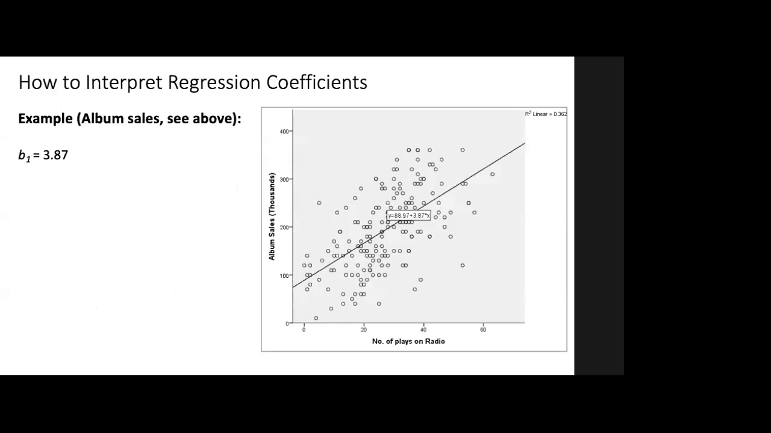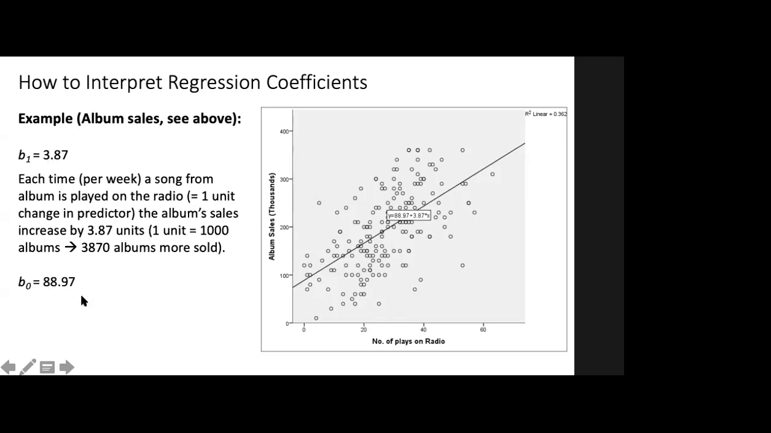So let's go back to this fantastic example from the beginning. Let's talk about how to interpret the regression coefficients for this model. Let's assume that somebody has fitted the regression line and determined that our slope parameter is 3.87 and our intercept is 88.97. So what does it tell us? Our predictor was the number of times a song from this album is played on the radio.